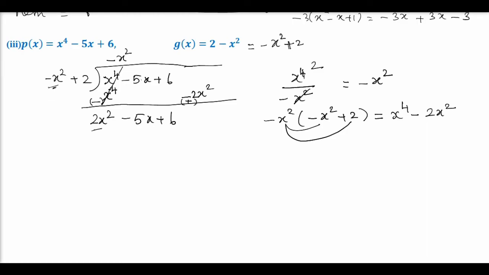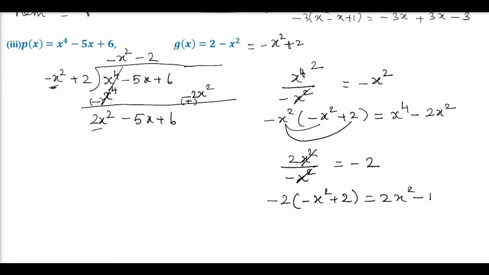We'll consider the first term and the first term of the divisor. So it is 2x square by minus x square. When you divide them, you get minus 2. Now this is my next term of the quotient. Now multiply this minus 2 with the divisor so that you get, when you multiply, 2x square minus 4. Okay, now let's substitute and subtract.